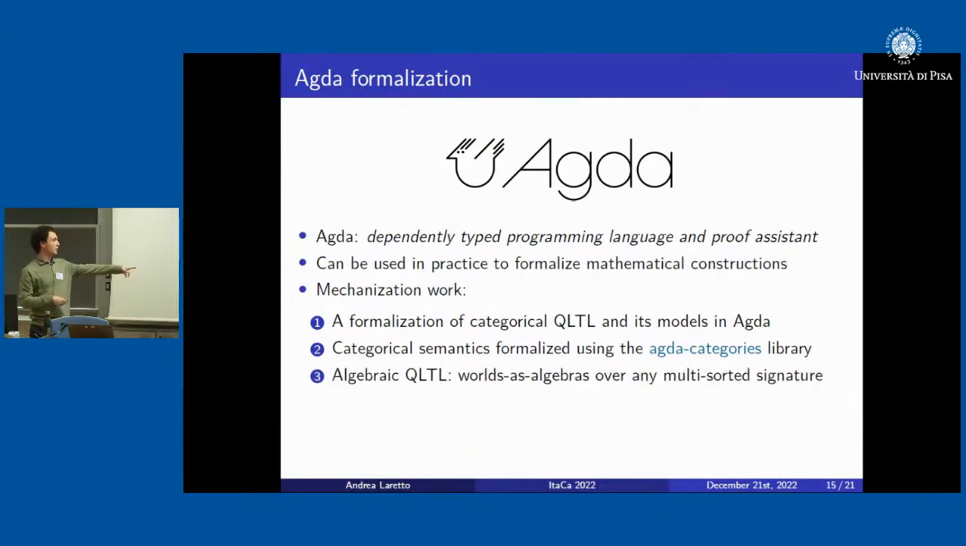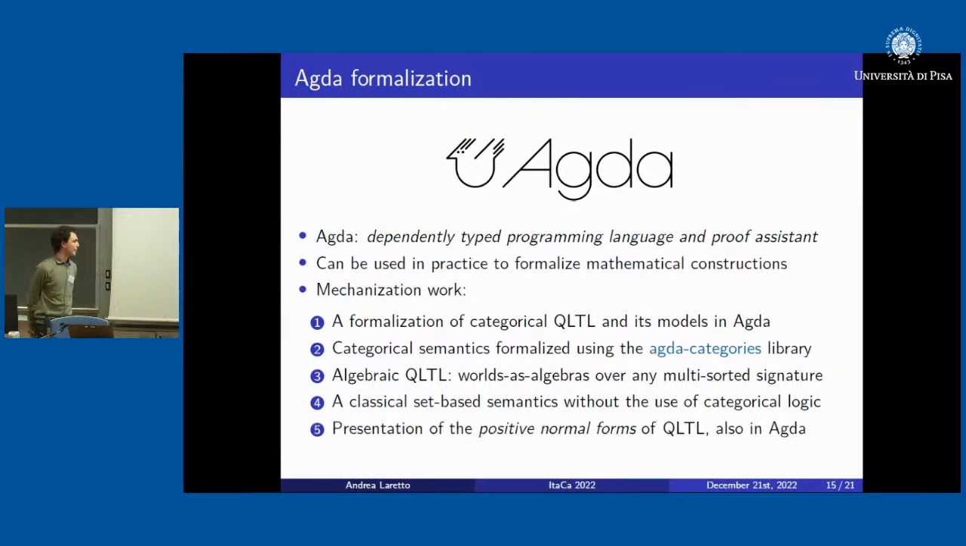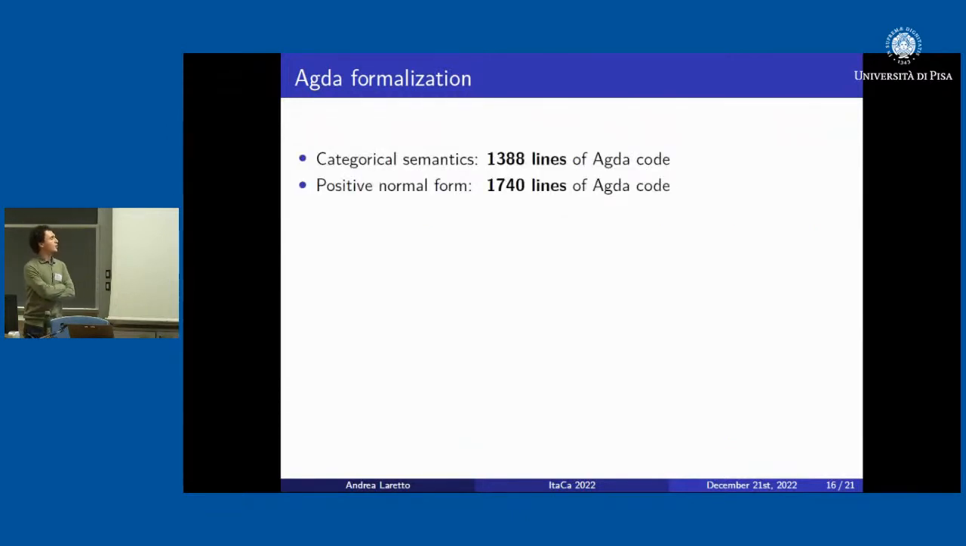And with this kind of extension of algebraic QLTL, which also required a bit of work in trying to formalize multi-sorted signatures in Agda. And we've also formalized classical set-based semantics to, let's say, popularize a bit this kind of counterpart paradigm without the use of categorical logic. And also a brief presentation of the positive normal forms of QLTL, also in Agda, which is related to an interesting problem due to the intuitionistic nature of a dependently typed proof assistant. So just to give you a bit of numbers, it's more or less 1,300 lines of code for the categorical semantics, and the positive normal form includes also the classical semantics.